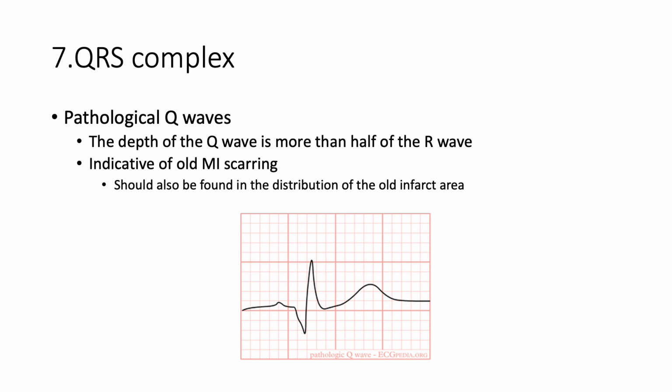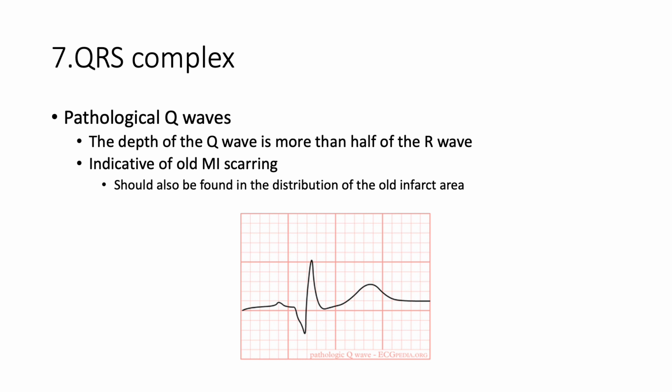A pathological Q wave. If we imagine you've got your P, PR, then you go down for your Q, R, S. You can see here that the Q is quite deep. Normally it just comes down one small square. If your Q wave is more than half of your R wave, so this one pretty much is, then it's indicative that there's scarring there.